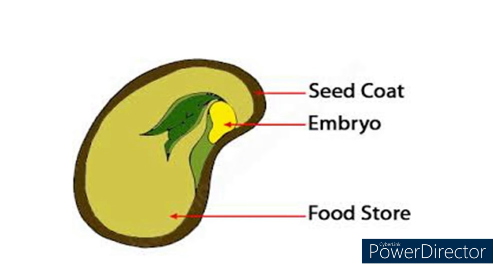Embryo. When you separate the cotyledon in a dicot seed, you will see an embryo or a baby plant between them, which will later grow into a new plant. The embryo consists of a baby root called radicle and a baby shoot called plumule. The cotyledon provides the baby plant with the food it needs till it can make food for itself.